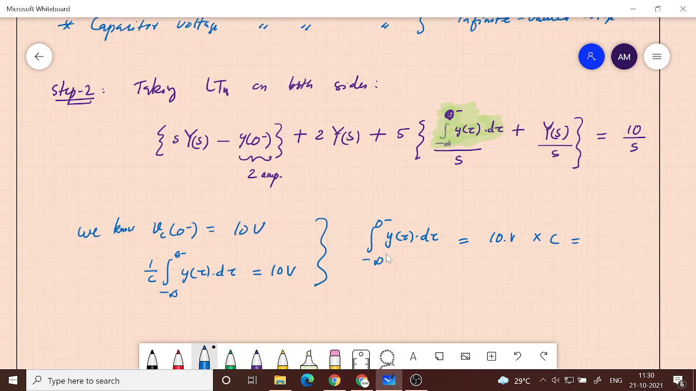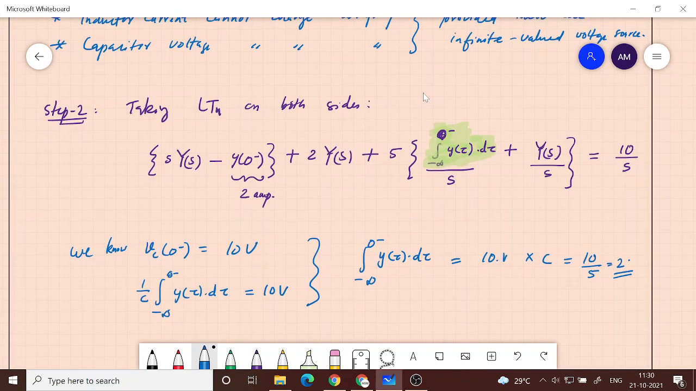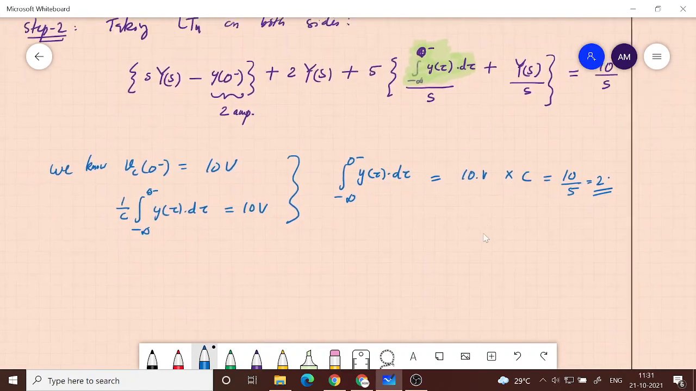Which is 1 by 5, that is 10 by 5, which is 2, right? So C is given as 1 by 5. I just multiply it with the capacitor voltage, and that way I got this part. So now we got everything. Problem is almost solved.